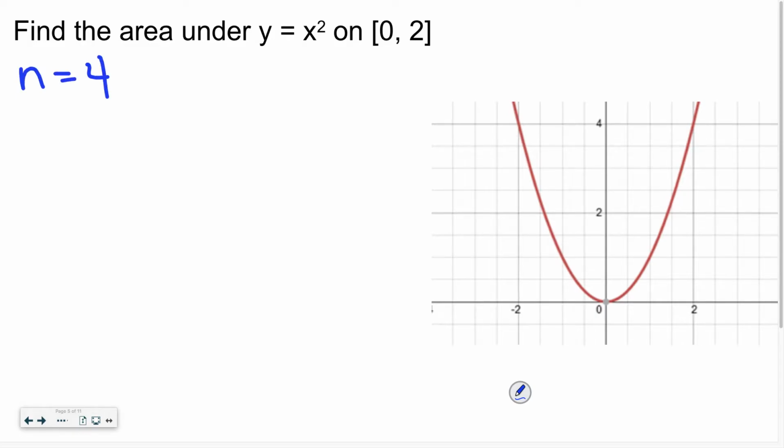Let's figure out how wide our rectangles need to be. Okay. So delta x, and I would do this on the inside here. Delta x is b minus a, so I'm going to take our interval b minus a and divide it by the number of rectangles we want. So if we want 4 rectangles, we're going to divide by 4. Okay. So what's our change in x?